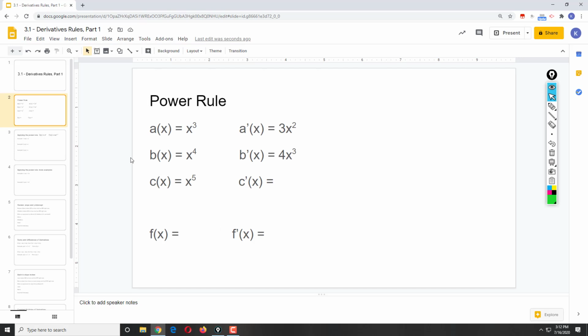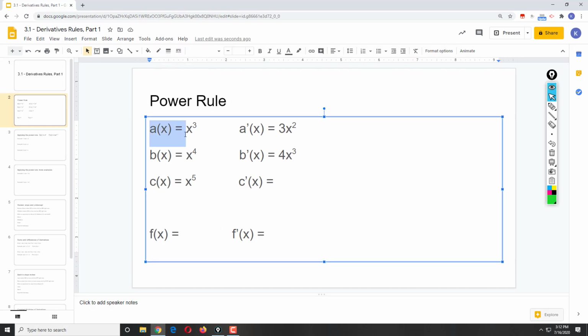Here are some examples. Let's see if we can figure out the pattern. If a of x is x to the third power, the derivative a prime of x is 3x squared. If b of x is x to the fourth power, then the derivative b prime of x is 4x cubed. Well, if c of x is x to the fifth power, what do you think the derivative is?